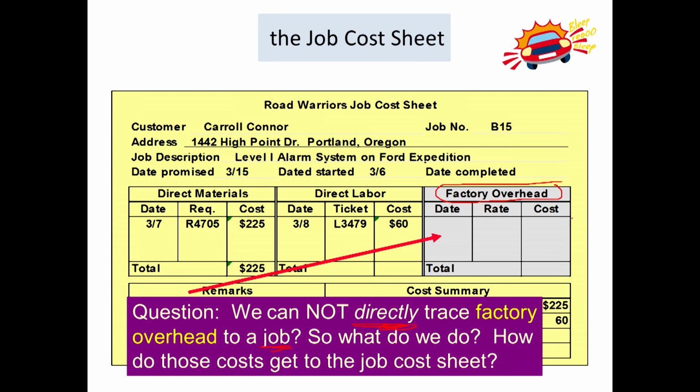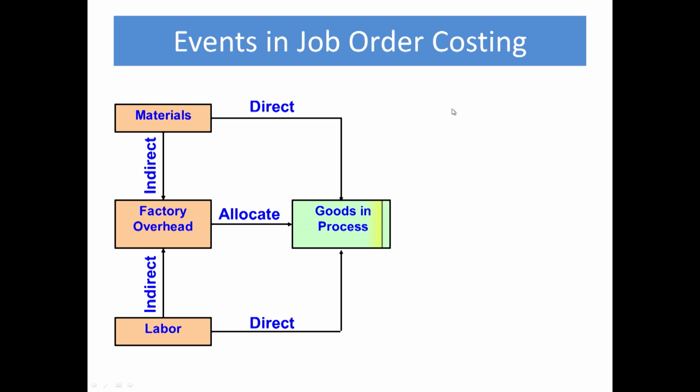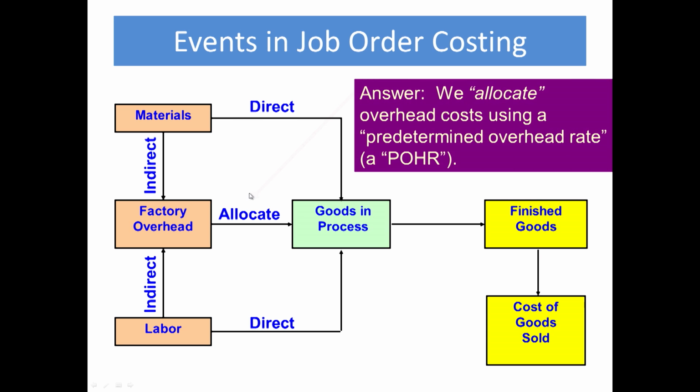If we don't put anything here, the cost for B15 will be underestimated, won't it? It will be too low. Well, the answer is we allocate it. We allocate it using a predetermined overhead rate, which sometimes I will say is a POHR, predetermined overhead rate.